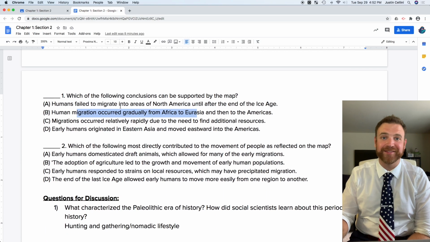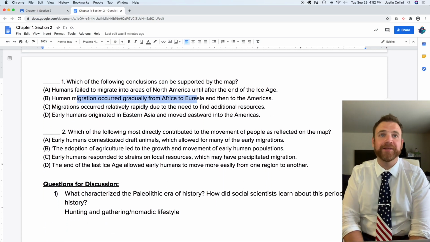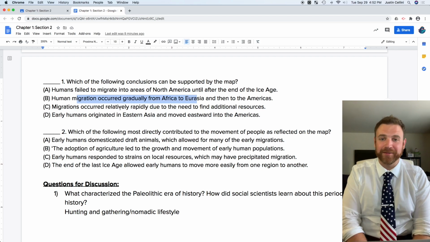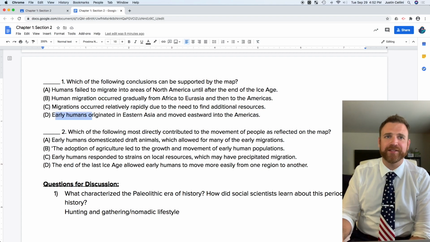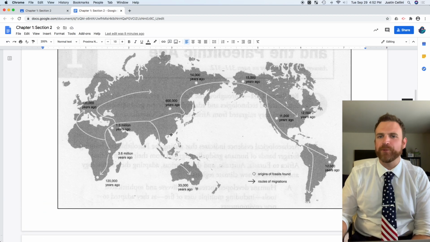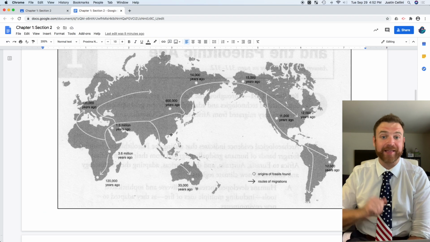That's not a far distance, and yet that's a very, very long period of time. Okay? So keep that in mind. B is the better answer. All right? D says humans originated in Eastern Asia. We know already that's not true, but even if we didn't, we could see that on the map.